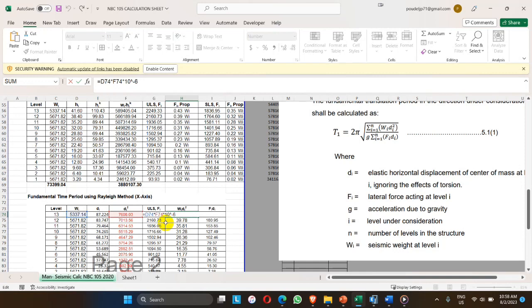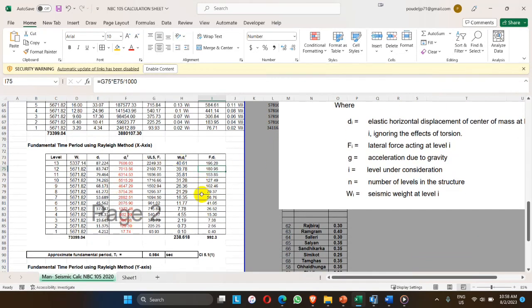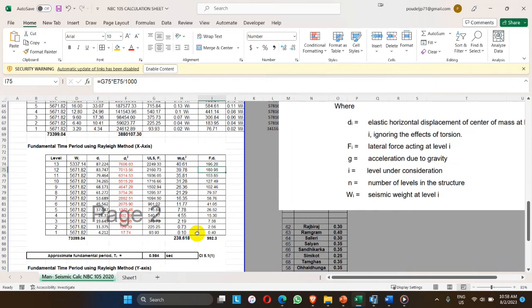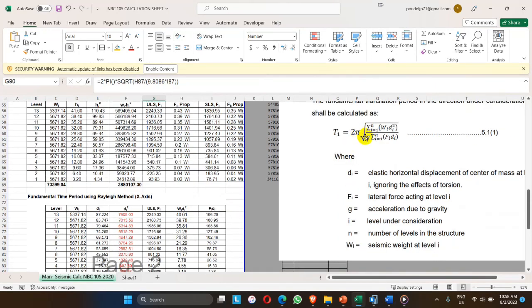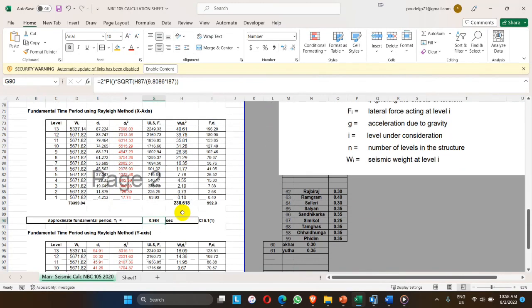So multiply by 10 to the power minus 6. Then we get Fi di. So we get Wi di square and Fi di also. So from this table, we got all the values that are required for the calculation of time period. So the fundamental time period T1 equals 2 pi under root of the summation of Wi di square by the summation of Fi di into acceleration due to gravity. And after this, we got the fundamental time period for mode 1 as 0.984 second.